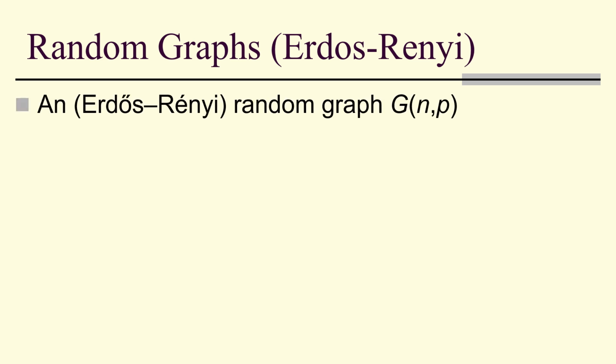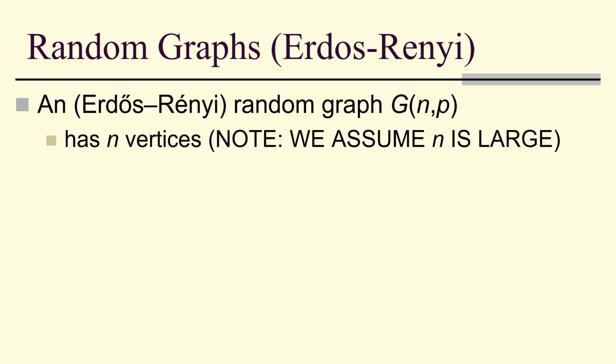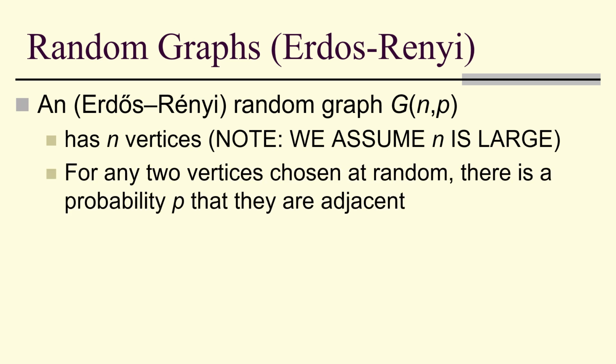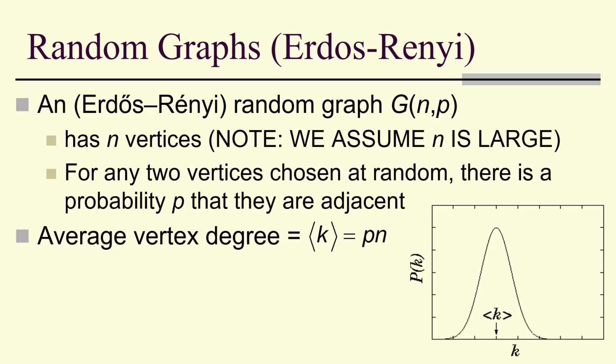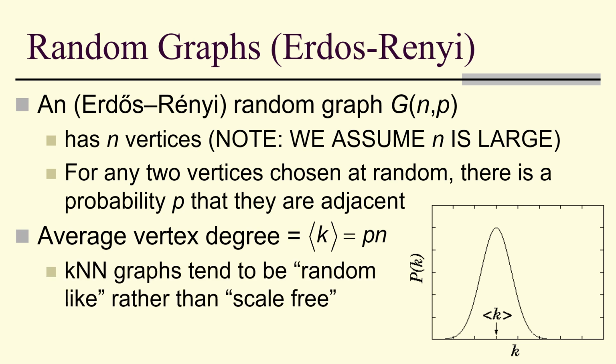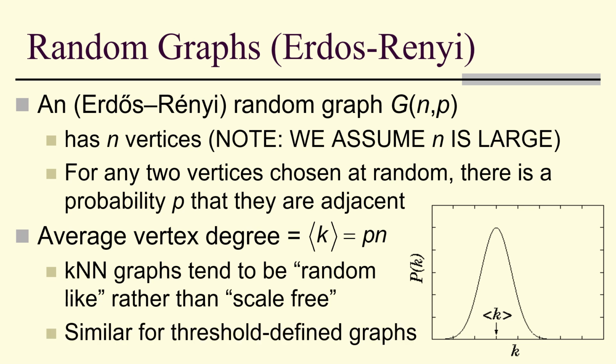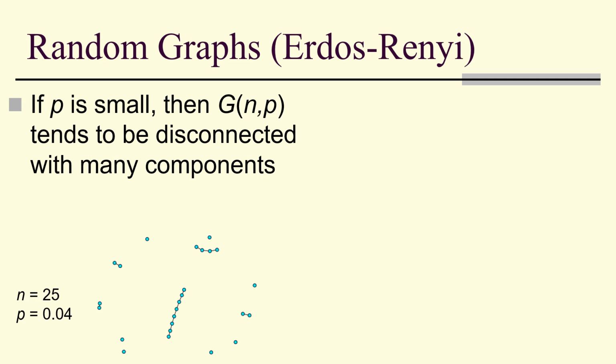So what is a random graph? Well, an Erdős-Rényi random graph, G(n,p), has n vertices, and we're assuming here n is very large. And for any two vertices chosen at random, there's a probability p that those two vertices are adjacent. The average vertex degree, which is bracket k, is therefore p times n. And that means we get distributions that look like this. And k-nearest-neighbor graphs tend to be random-like rather than scale-free, and similar for threshold-defined graphs.